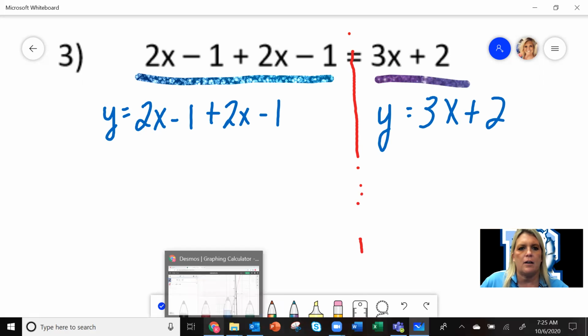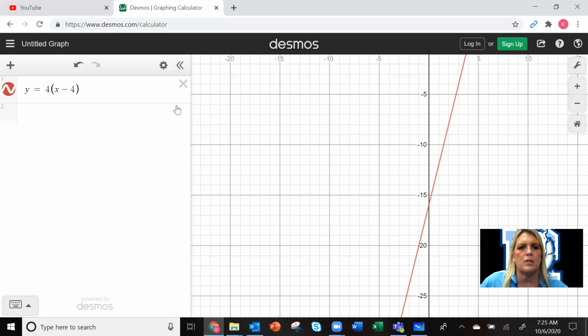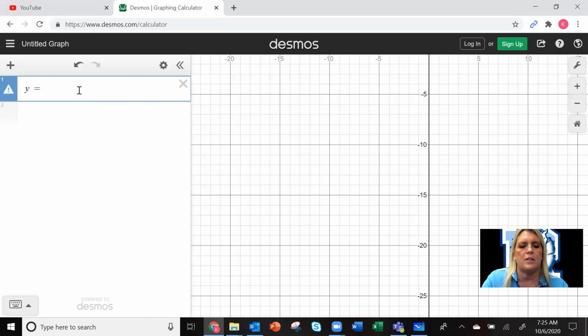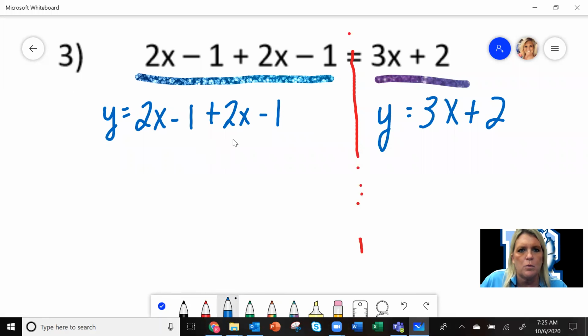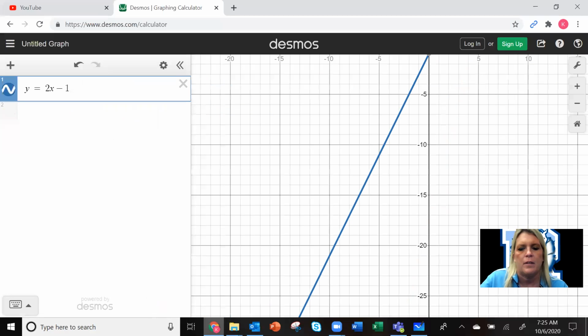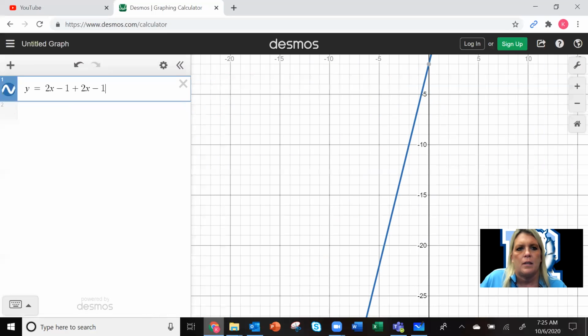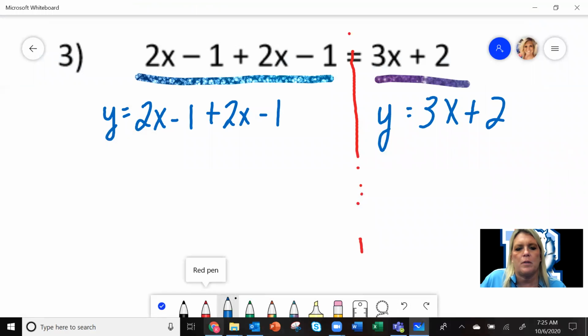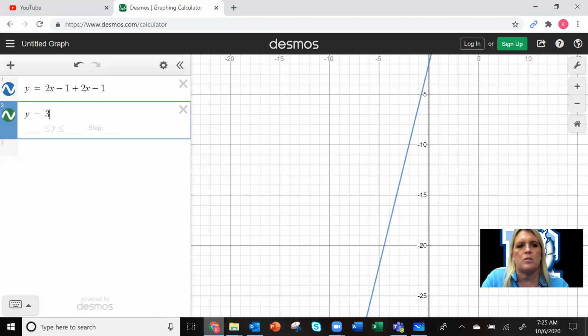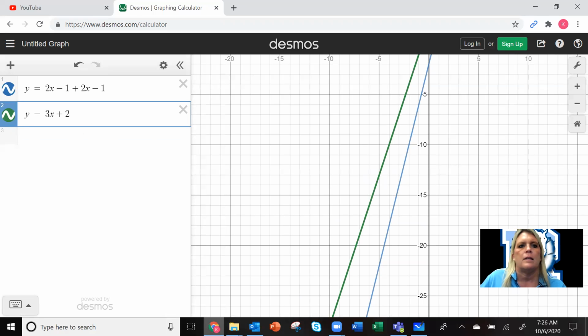I'm going to go back to the calculator, click out of these things, do the x's, click back into the first box, and I'm going to have y equals, I think it was 2x minus 1. Let's see what the rest of it is, if I was right. 2x minus 1, and then plus 2x minus 1 again, plus 2x minus 1. All right, so I put the left-hand side into y1. Now I'm going to click below it, and put the right-hand side in there, 3x plus 2. So y equals 3x plus 2. I've got both equations, the left-hand and the right-hand side in there.